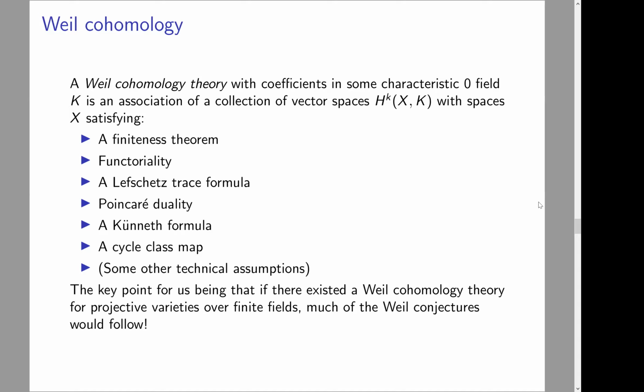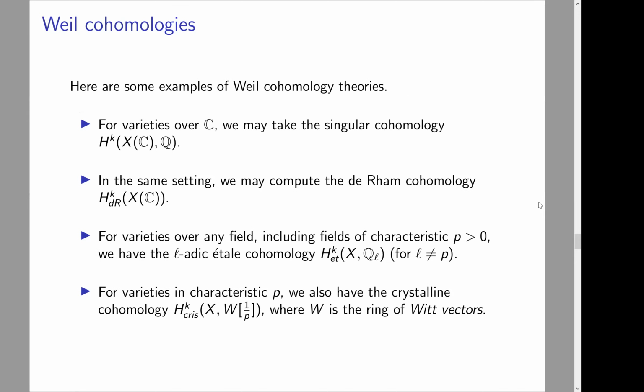And it turns out there are many Weil cohomology theories. Hooray! So here are some examples of Weil cohomology theories. The first two Weil cohomology theories are examples in characteristic 0. So not what we need for the Weil conjectures, but nonetheless, they satisfy all the axioms. The first one is singular cohomology. That makes sense for varieties over the complex numbers. And this gives us vector spaces over Q, which have properties that we listed.